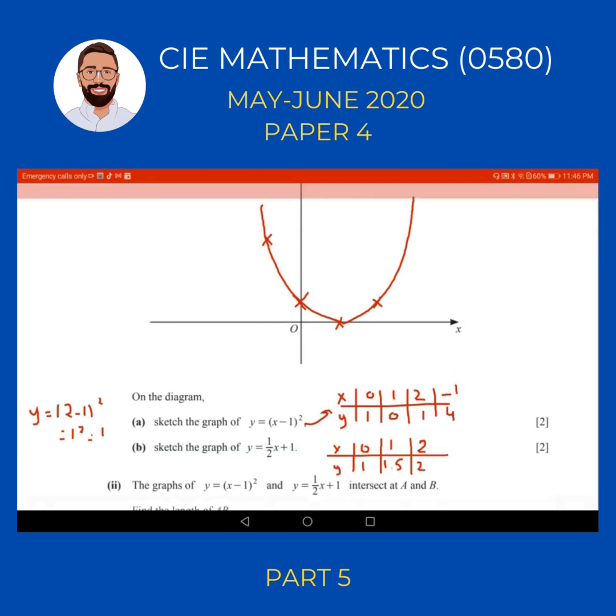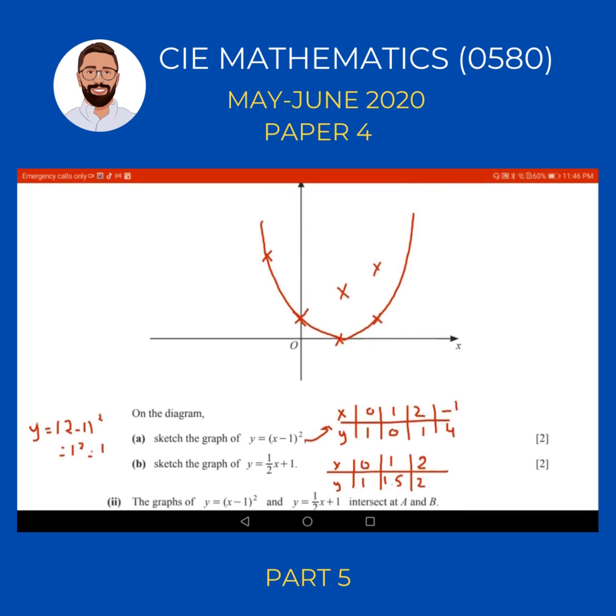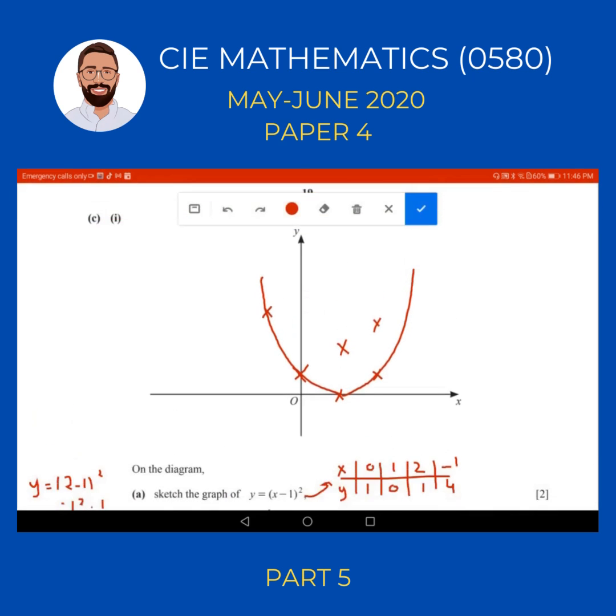So when x is 0, y is 1, so it's already plotted. When x is 1, y is 1.5, so it's almost here. And when x is 2, y is 2, so it's almost here. Now we need to draw a straight line connecting the three points. So this is my straight line.